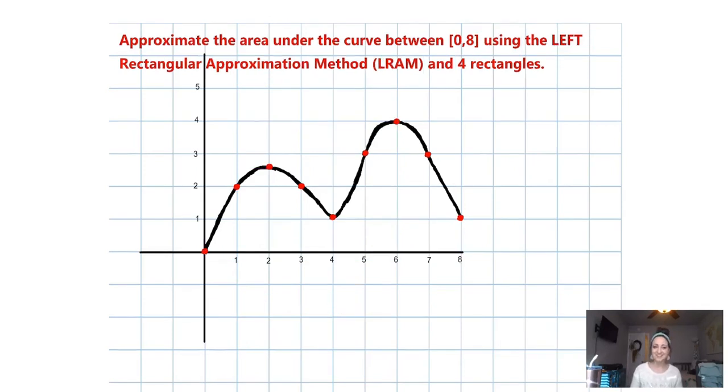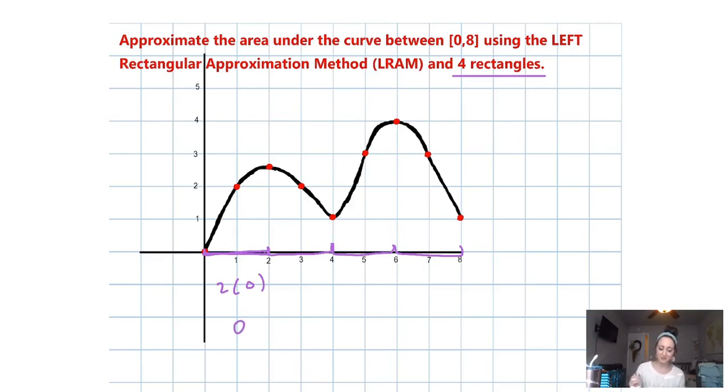All right, same graph. This time let's do LRAM. So I still want 4 rectangles. Again, we're assuming equal bases here. So let's mark off 0 to 2, 2 to 4, 4 to 6, 6 to 8, okay? So that first rectangle, if I go to my left endpoint, x is 0, what is y there? Y is also 0. So my base is 2, but my height is 0, so my area is 0 there.